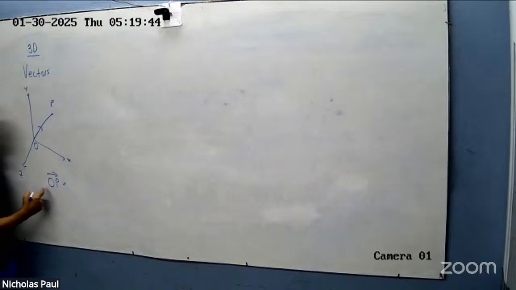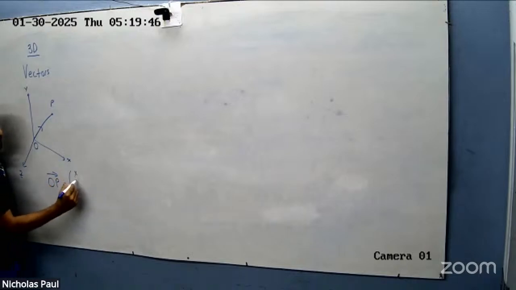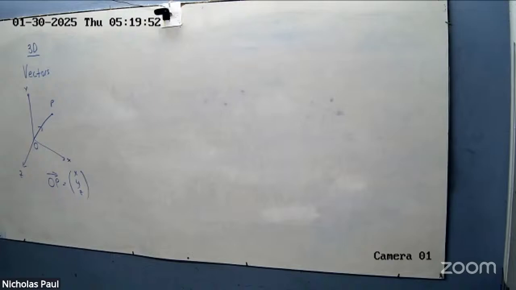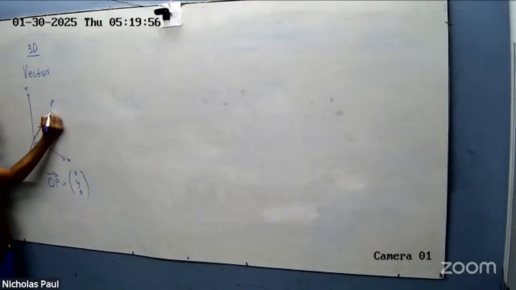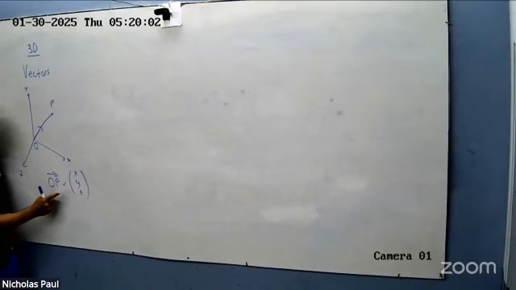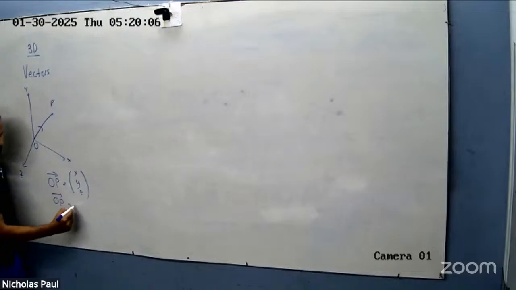OP could be written like this: X, Y, Z. Oh no, there's no... right? X, Y, and Z, right? So this point here has an X value, a Y value, and a Z value. That's okay? And we could write the vector like this.